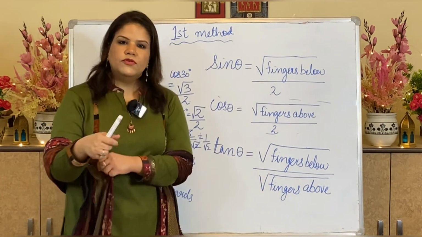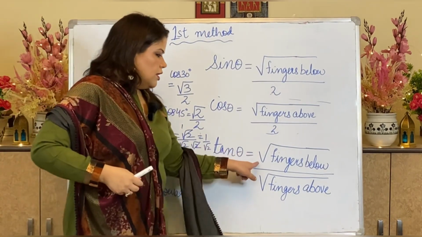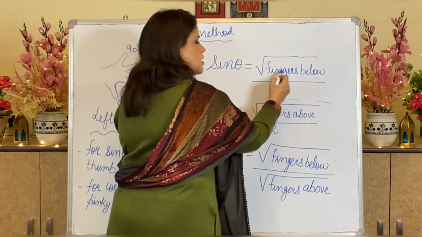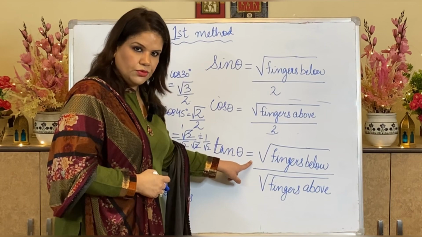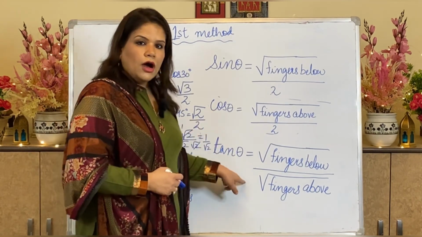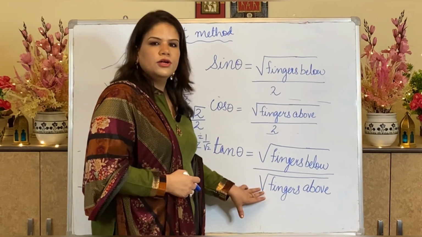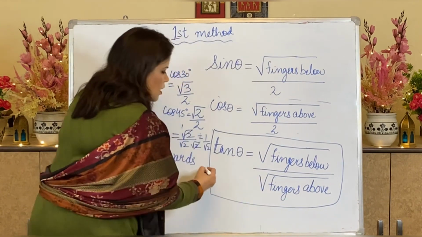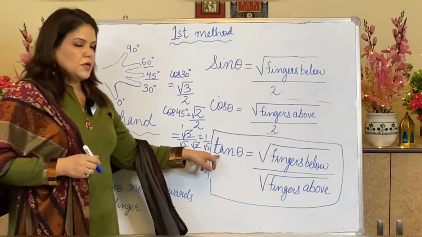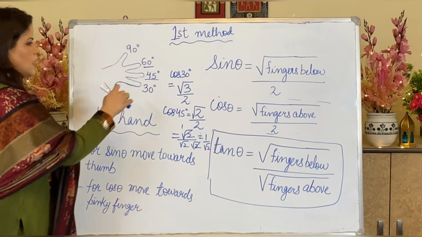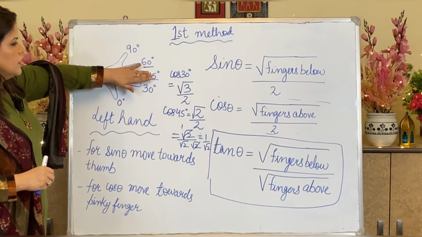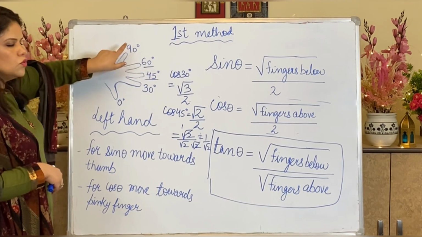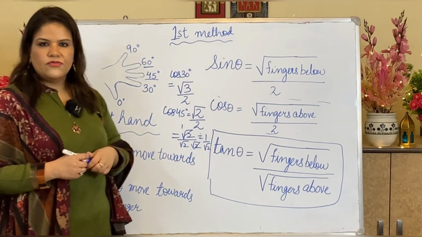Now for tan, what will we do? We will take the values in this way. We know sine theta upon cos theta is tan theta. So we can take under root of fingers below in the numerator and under root of fingers above in the denominator. In this way, we will get the values of tan theta. Now let's try this method for tan of 45. Tan 45. How many fingers are there above and how many fingers are there below? You can see that 2 are above, 2 are below. So tan 45 will be 1.